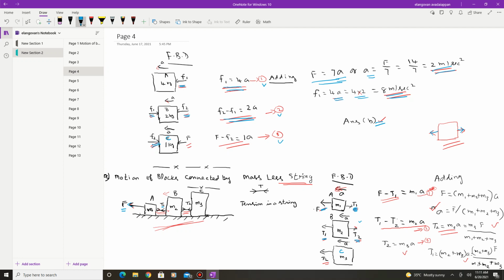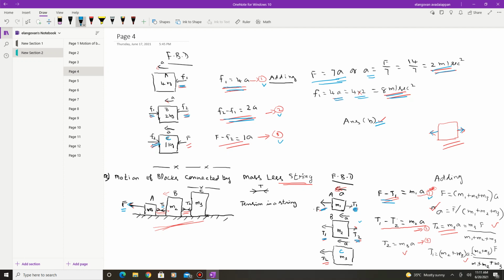But in all the three cases, acceleration is moving along the direction of the force. That is important. Now, let us write down the equation of motion. F minus T1 is equal to M1 into A. So this is the first equation.